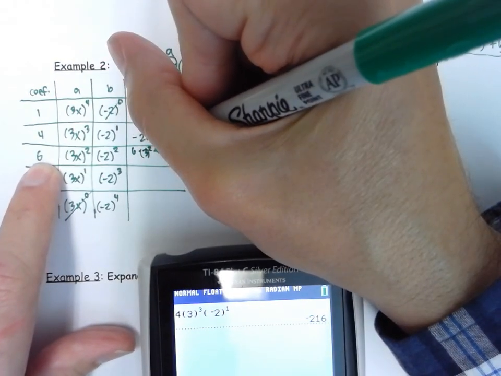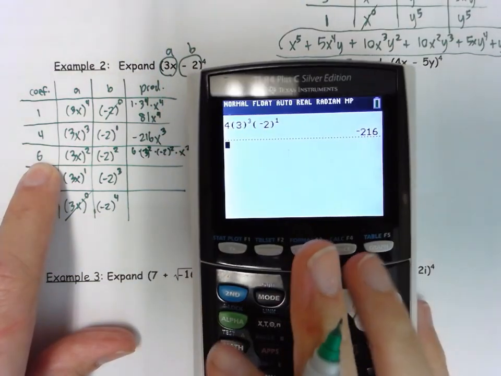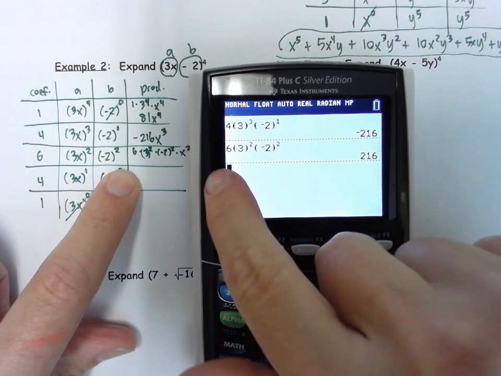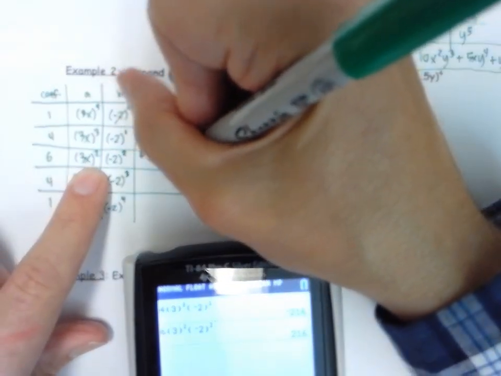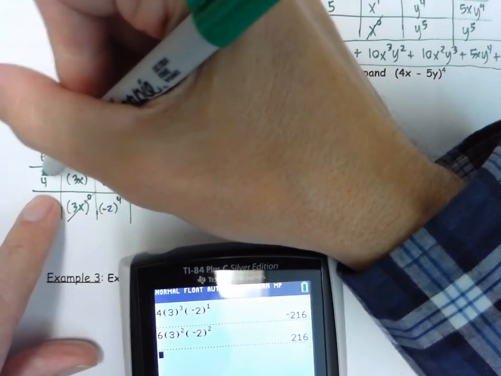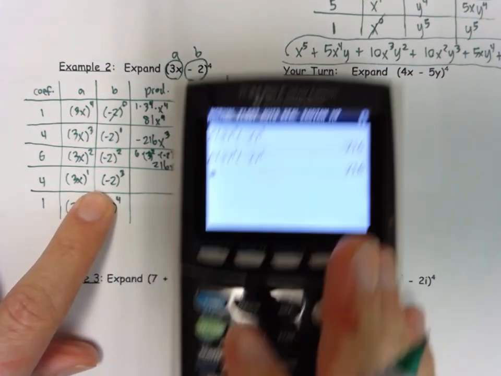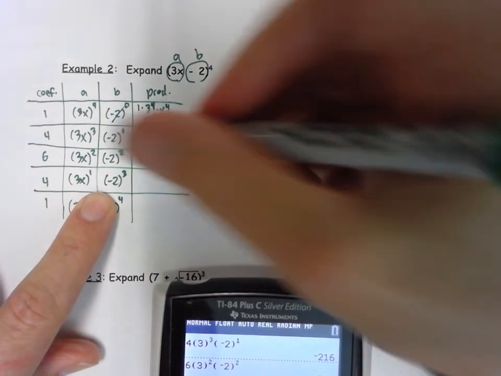Same thing here. It's going to be 6 times 3 squared times negative 2 squared, and then there's going to be an x squared with it. So 6, 3 squared, negative 2 squared, and that should be 4 times 9 times 6, which would give you 216, but this one's positive. So 216x squared, and 4 times 3 to the 1st, that's 12. Negative 2 to the 3rd is negative 8, and 12 times negative 8. So 12 times negative 8 should be negative 96.